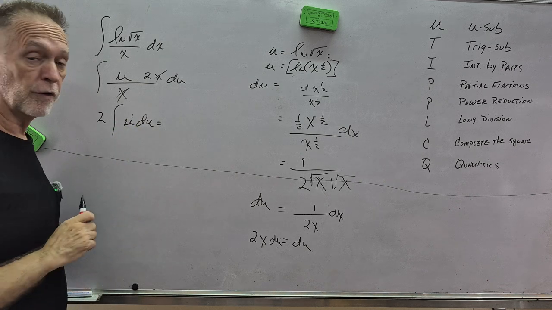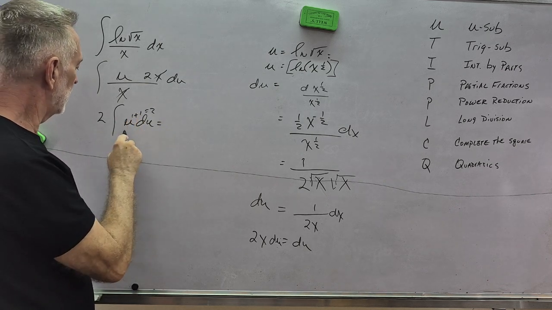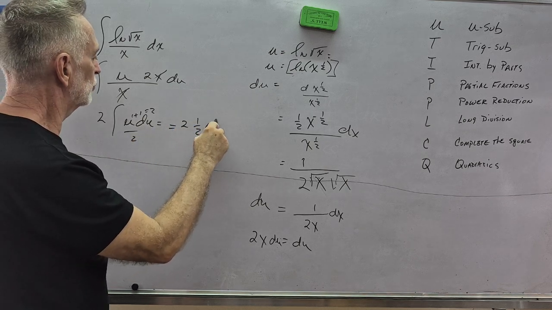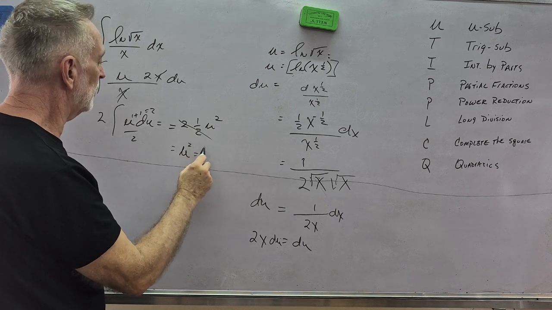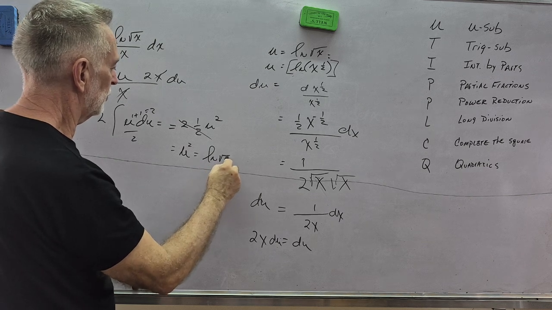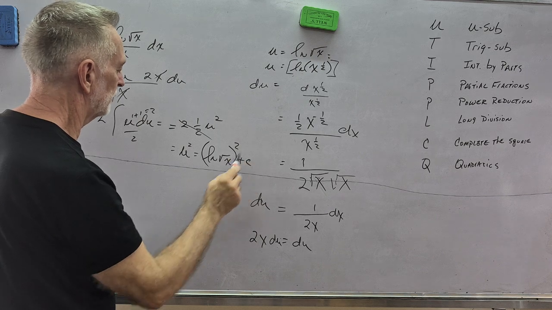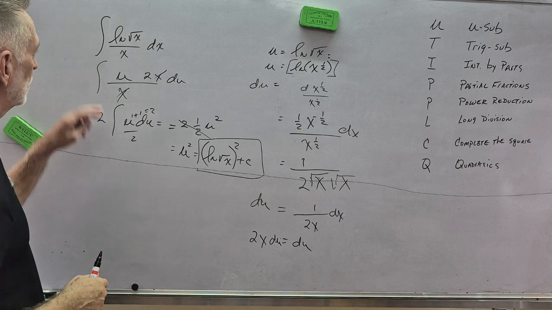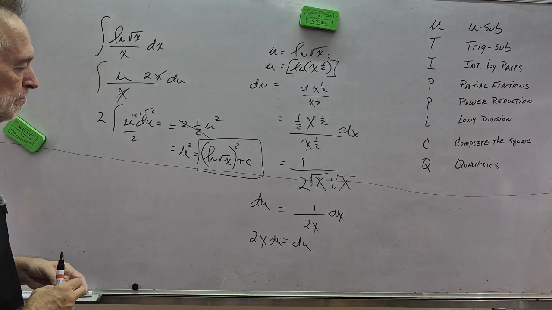So that's u to the first power, right? So now we increase that by 1 and divide by that. So I have 2 times 1/2 u squared. The 2's cancel. I'm left with u to the second power. That is the natural log of square root x, squared, plus c. That, my friend, would be the integral of the natural log of square root x over x.